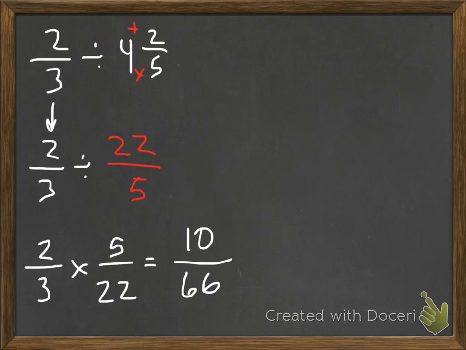So of course both these numbers end in an even number, or 2, 4, 6, 8, or 0, so it's divisible by 2. 10 divided by 2 is 5, and 66 divided by 2 is 33. So your answer is 5/33. Hopefully this helps with changing a mixed number to an improper fraction, so we'll do a few more.